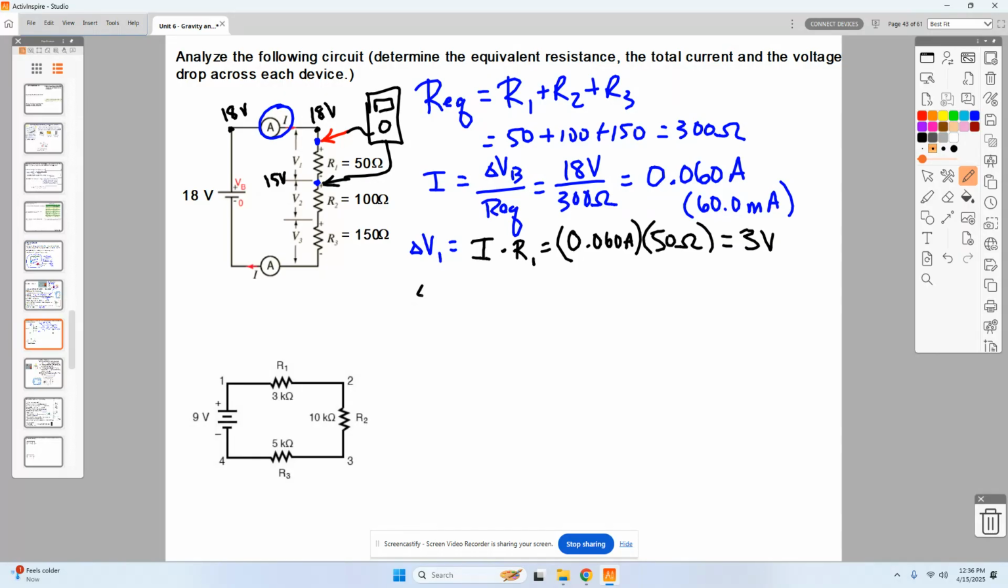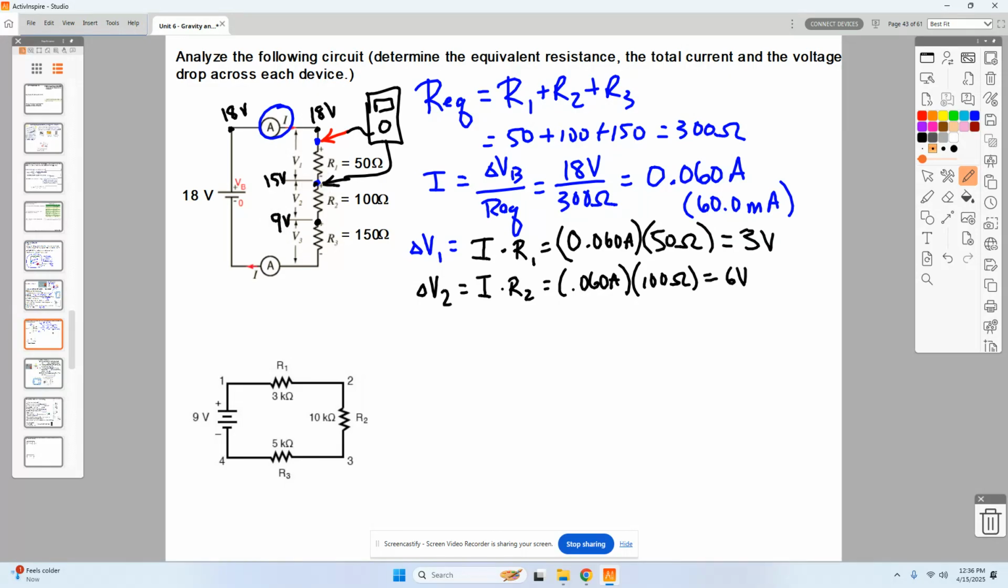Let's go ahead and determine the voltage drop across the second resistor. Same amount of current flowing through it, but it's got twice the resistance, so it should get twice the voltage drop across that. And so that would be reading about 6 volts across R2. That would put this potential, if that's at 15, that would put this one at 9 volts.